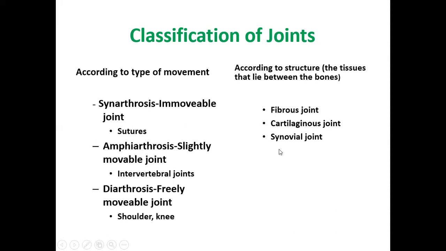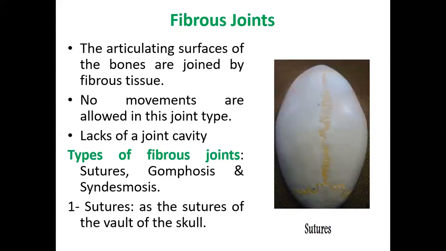Then we have the synovial joint. Where there is cartilage between the bones, it's called a cartilaginous joint. Where there is synovial fluid, such joints are called synovial joints. We'll go into detail about all these things. Fibrous joint, cartilaginous joint, and synovial joint: these are the three types of joints depending on the structure. So these are the main two types of classification of the joints.